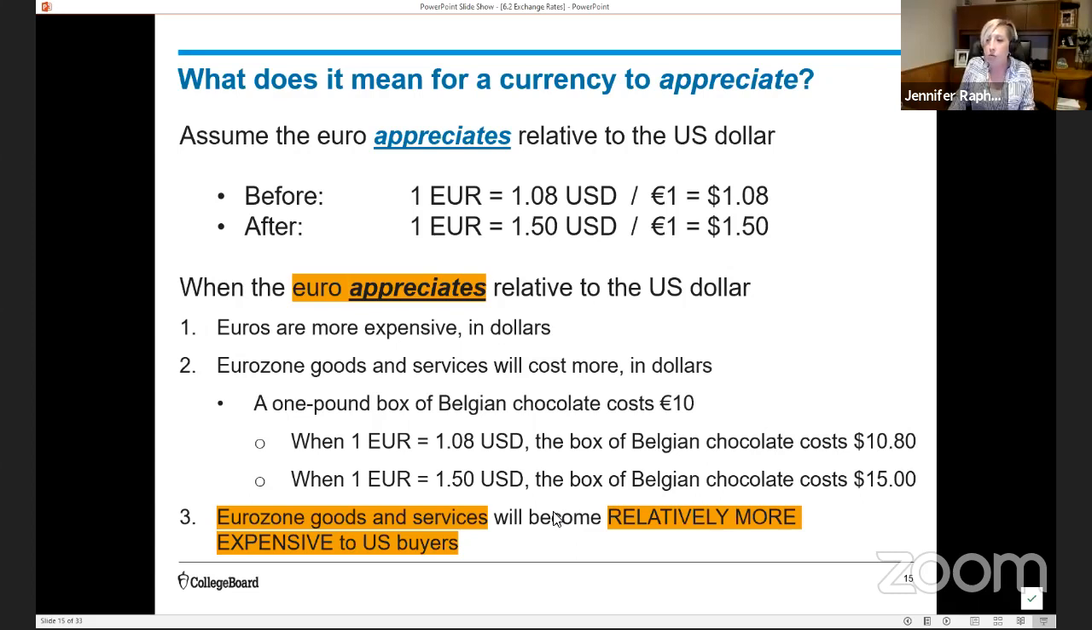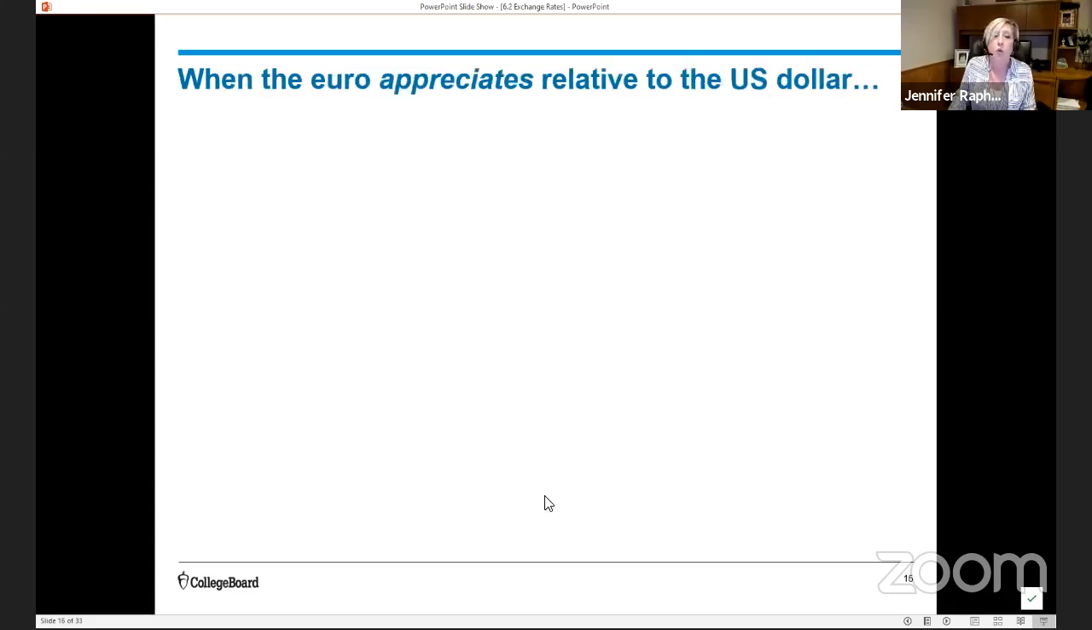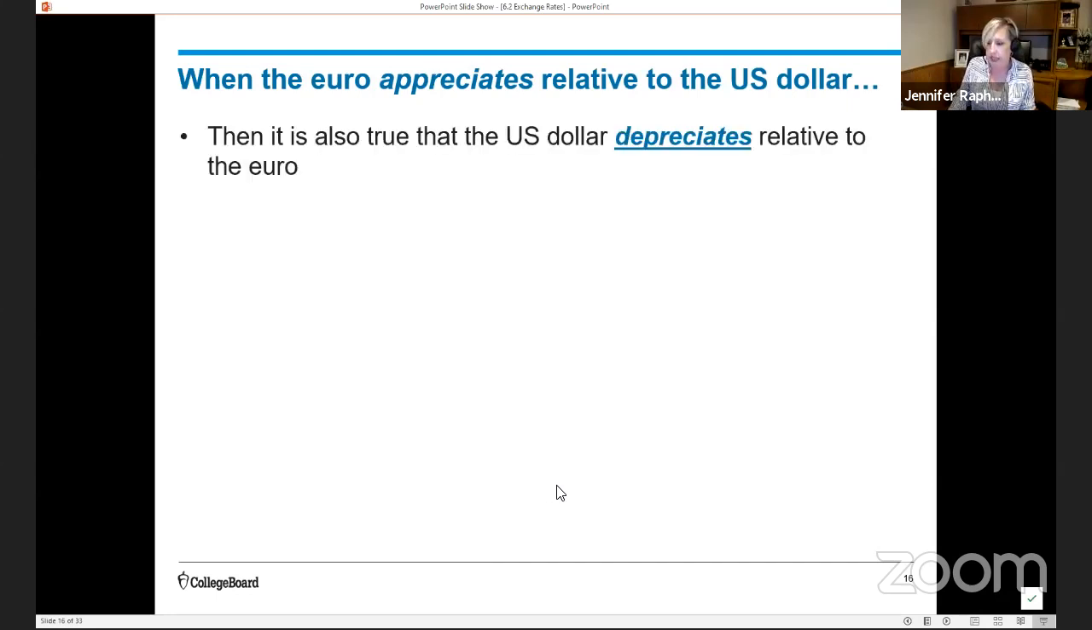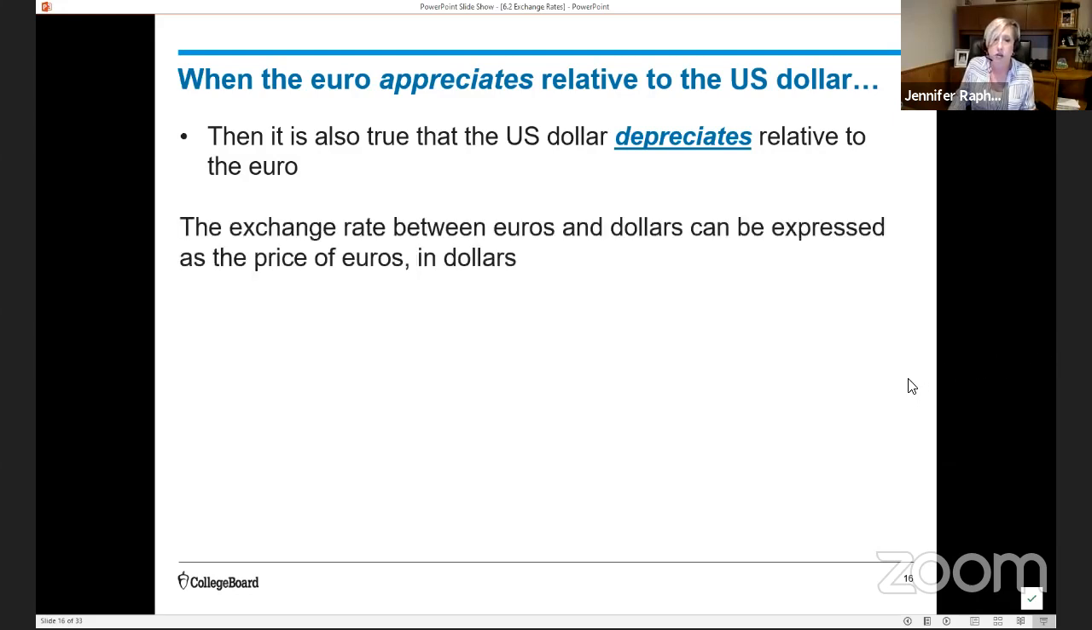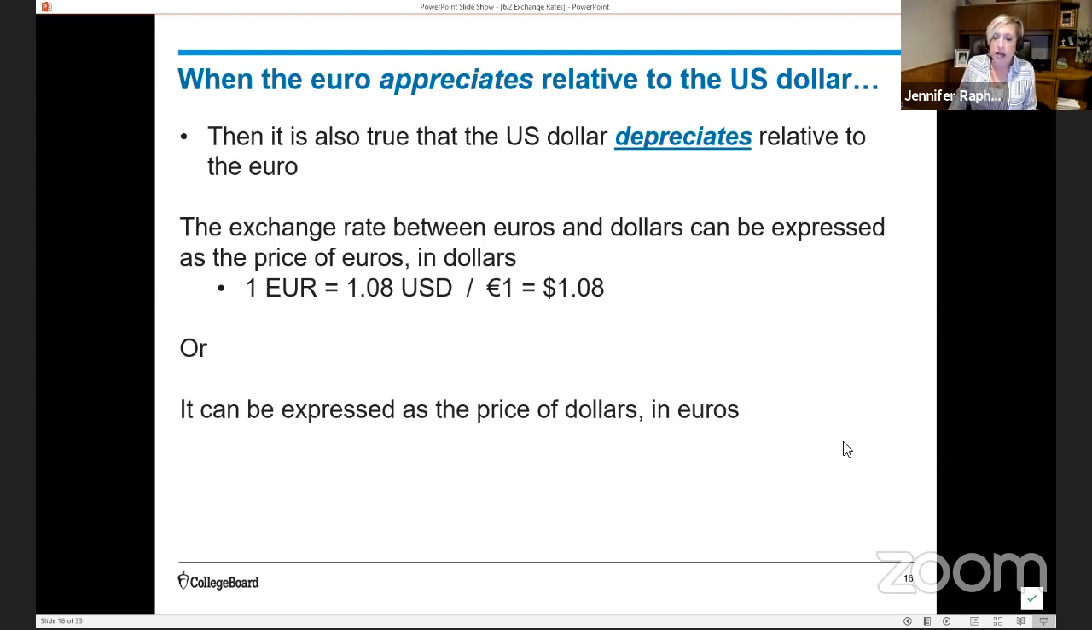All right, now there's one more nuance we want to add to this. When the euro appreciates relative to the US dollar, simultaneously, it is also true that the US dollar is depreciating relative to the euro. So let's see how this works. Remember, the exchange rate between euros and dollars can be expressed as the price of euros in dollars, and that's what we've been looking at, right? The 1 euro equals 1.08 US dollars. Okay? But it can also be expressed as the price of dollars in euros. So how do we do that?